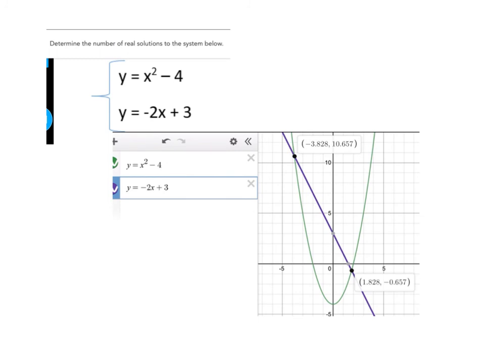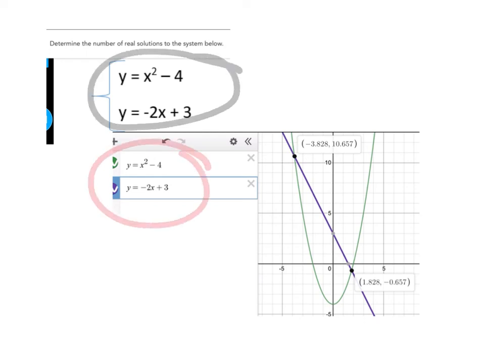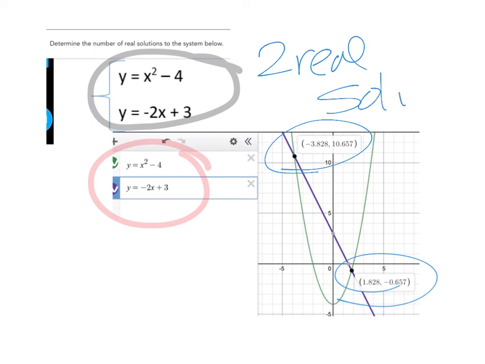All right, guys, this one's even easier, okay? I did the exact same thing. I graphed what was here into Desmos right here. Now, all it wants to know is how many solutions there are, and the number of solutions is determined by how many times the graphs cross each other. So I cross once here and once here, so there are 2 real solutions.